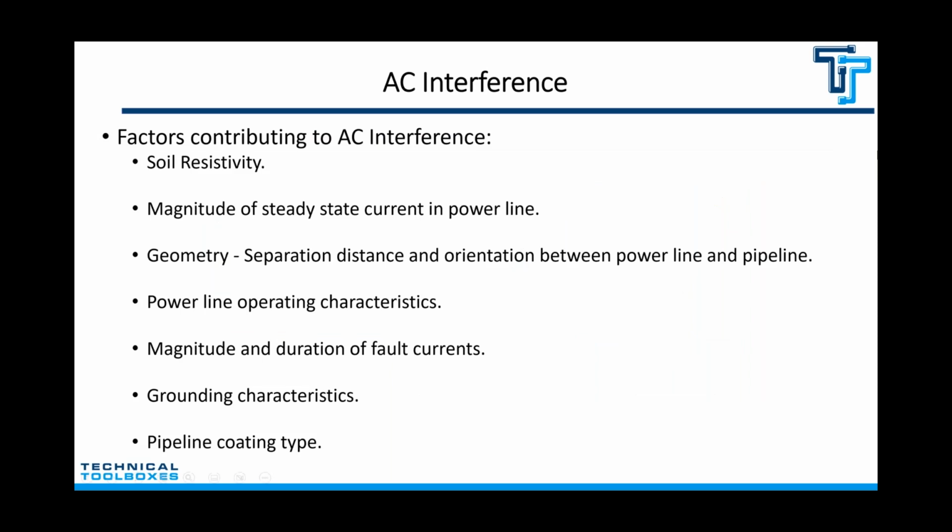Okay, the factors that contribute to the AC interference: soil resistivity, the magnitude of the current. We've already talked about the current being a big thing. The geometry, how far apart the power line is from the pipeline, how the power line is operating. Are they balanced? Are they unbalanced? That has a big impact on the interference. Your fault currents: what's the magnitude of current when you have faults? Grounding characteristics: how well are the towers grounded, and also what kind of coatings do you have on the pipeline? All those impact the levels of AC interference that you're going to have.